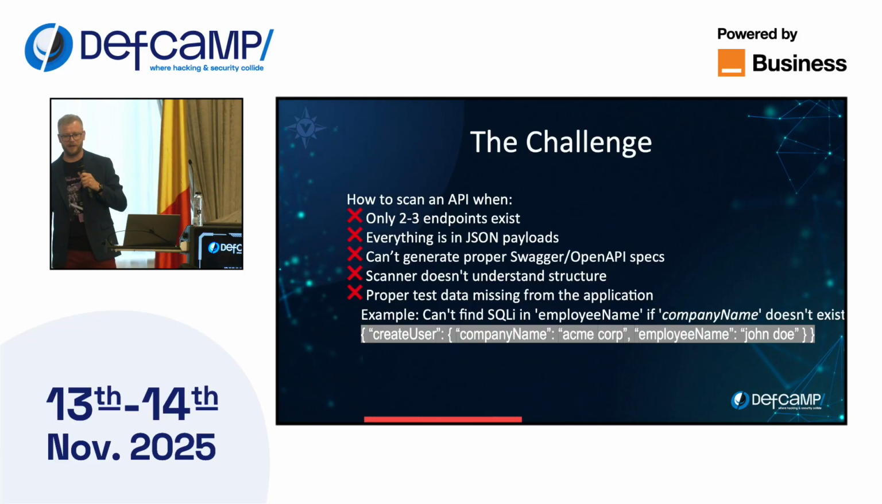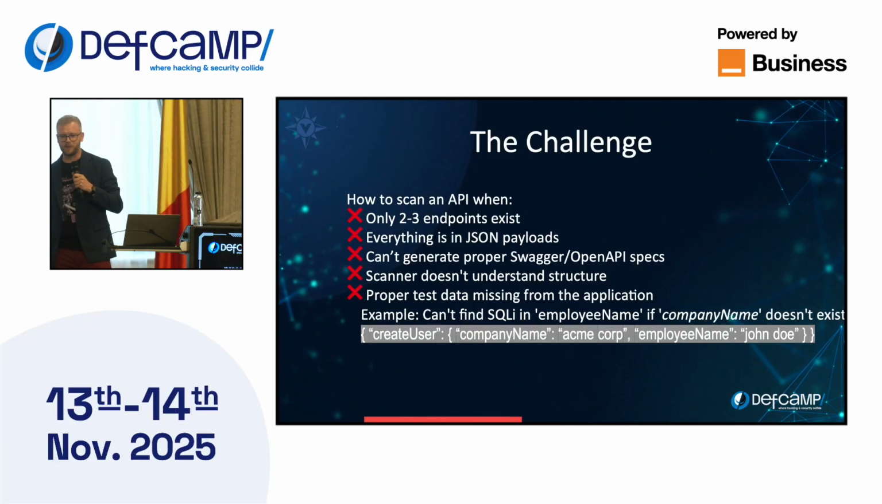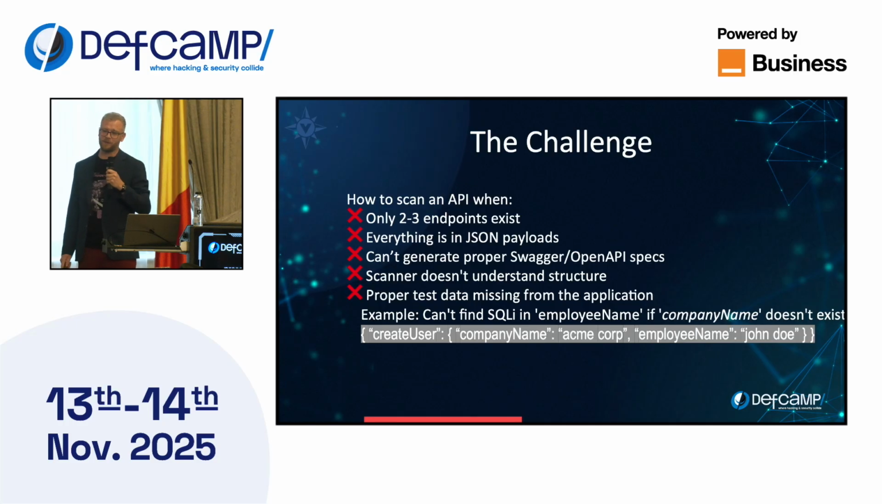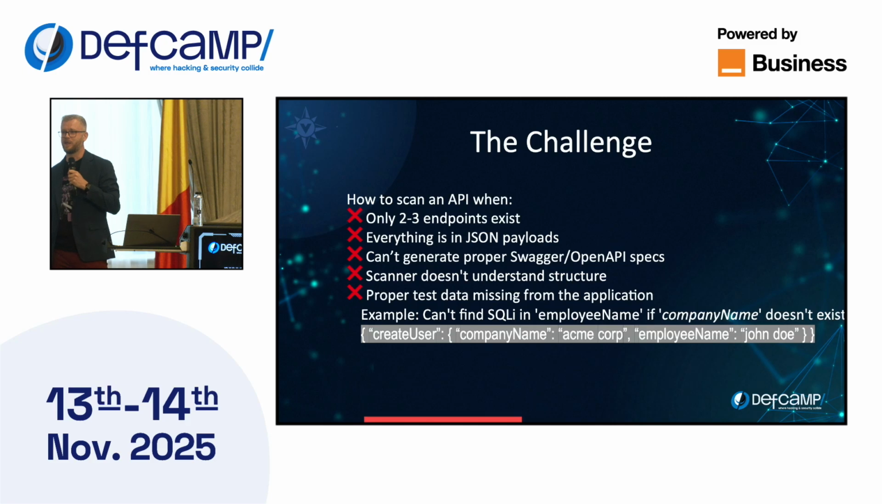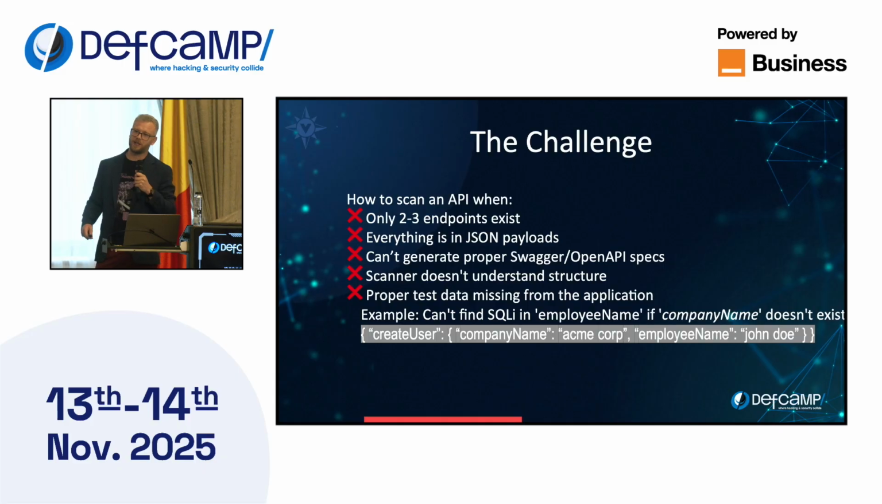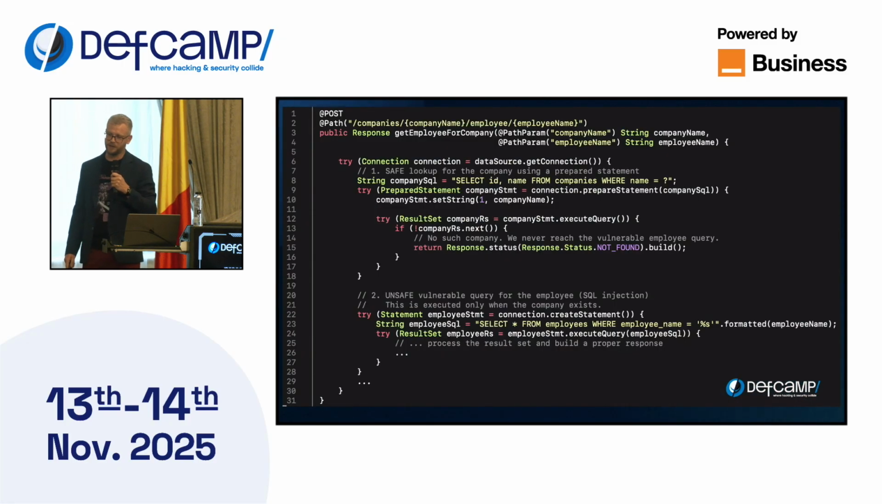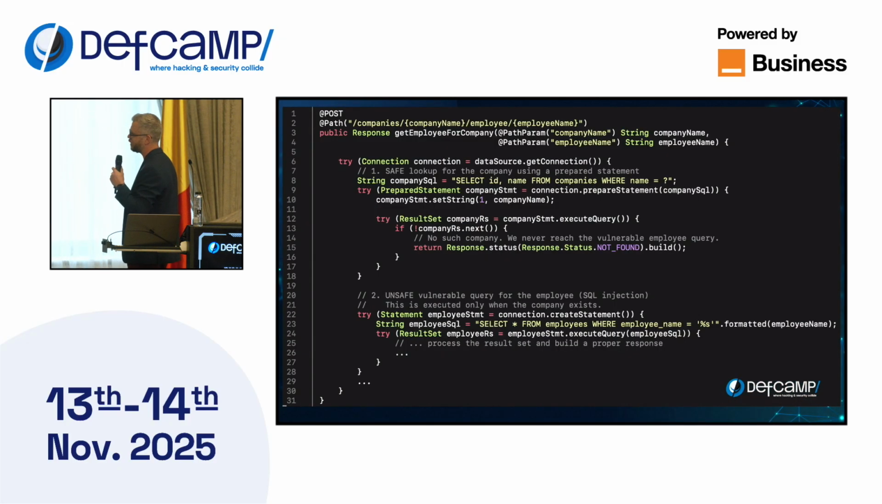So, challenges. How to scan an API or a web application that only has 2 or 3 endpoints. Everything is in JSON payloads. Can't generate proper Swagger or OpenAPI specs because it's not RESTful, right? The scanner doesn't understand the structure. And also, one of the big issues that we had was that there was no test data, right? So you may end up in a situation in which you have 2 parameters, and if you don't have test data in your database, the database is not seeded with data, then the code won't even actually arrive to the second statement, which is vulnerable.